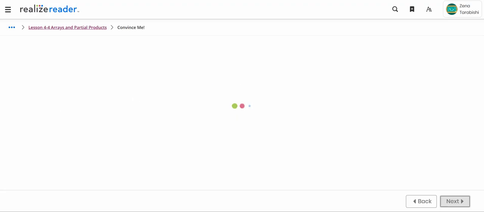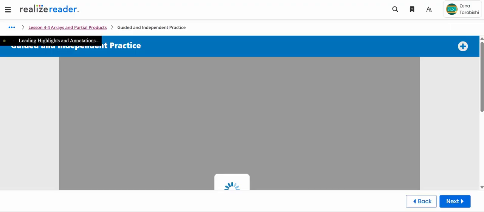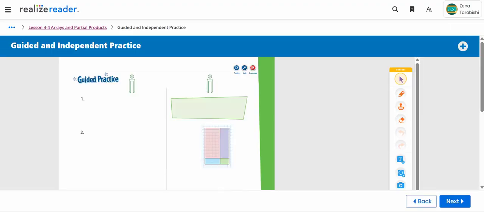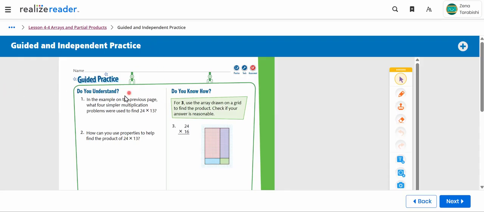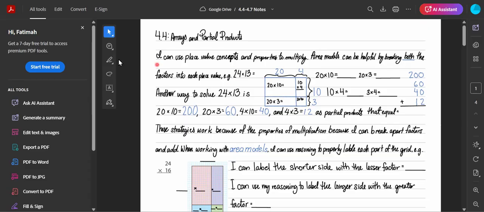All right, now we're on our guided practice on page 143. And let's go ahead and go over our notes first before we start on our guided practice. For number 1, it says in the example on the previous page, what 4 simpler multiplication problems were used to find 24 times 13? This is talking about page 142. And so we'll talk about it as we start our notes.